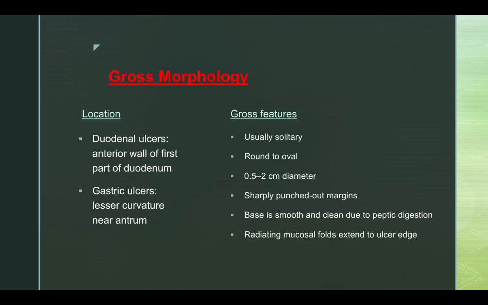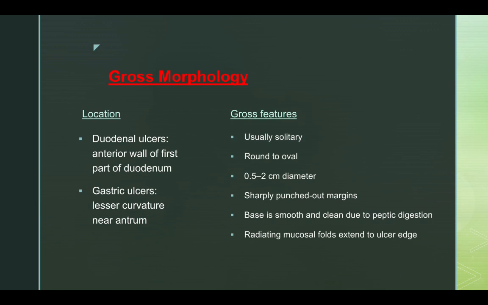Gross morphology. Location: duodenal ulcers are usually seen in the anterior wall of the first part of the duodenum. Gastric ulcers are usually seen in the lesser curvature near the antrum.